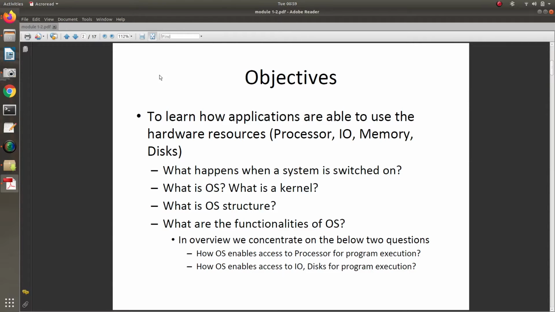So the objectives of this video are that we firstly want to learn how different applications are able to use the different hardware resources, what happens when a system is switched on, what is an operating system, what is a kernel, what is the operating system structure, how is it structured, what are the functionalities of operating systems, and overall how operating systems enable processors to execute actual programs, and how input-output devices and hard disks and other hardware devices are accessed by the users. Okay, so these are the main objectives. Now let's start.